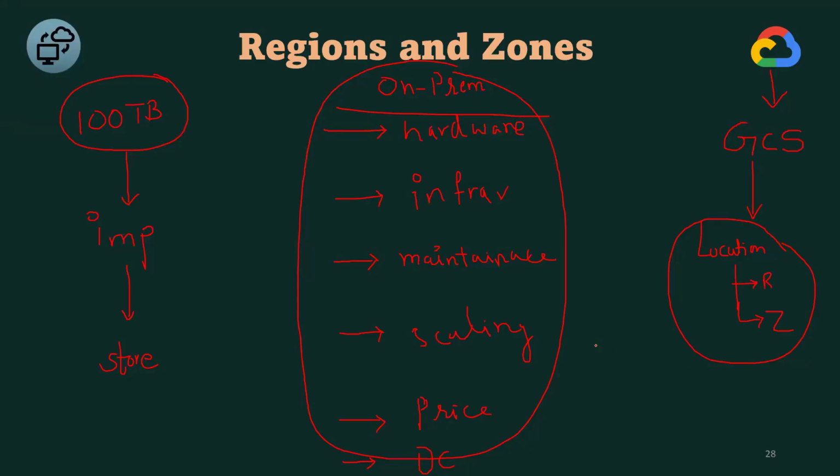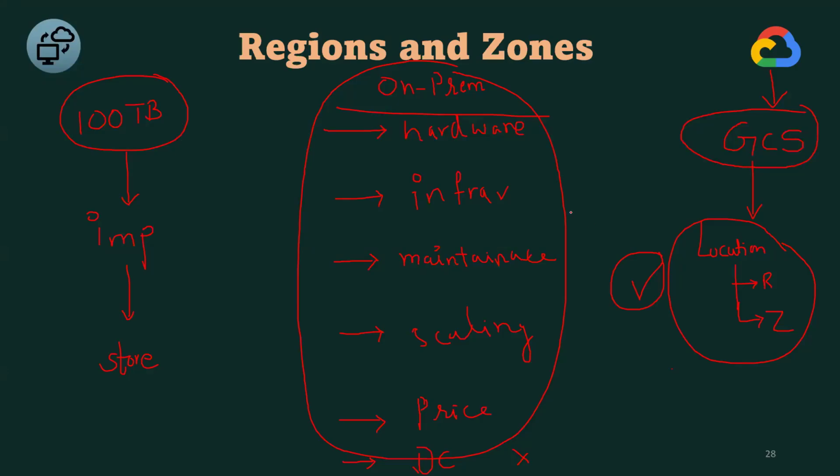Okay, because we don't want to store it on our on-premises, because on-premises we have to maintain the data center, which takes a lot of time and money, a lot of hardware, maintenance and scaling. So when we wanted to store something, we go to the cloud platforms and create some resource, and while creating the resource, we select a proper location. Selecting a proper location is very, very important. So that is our next topic.